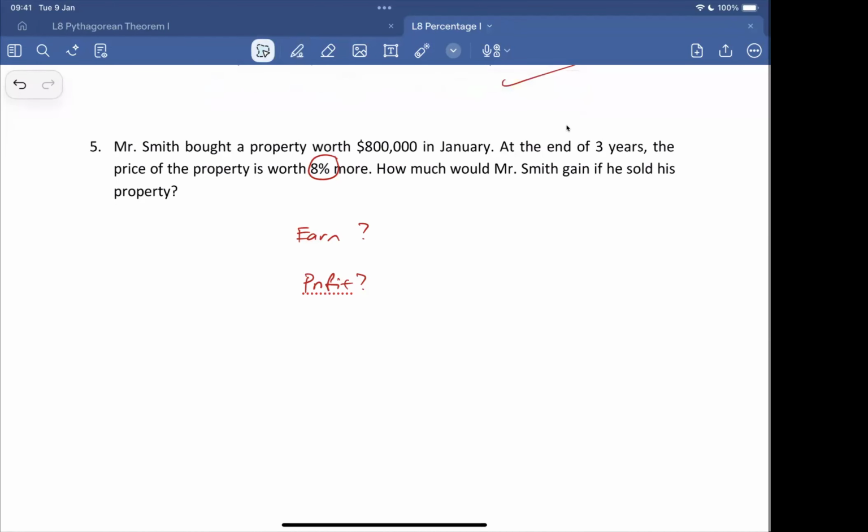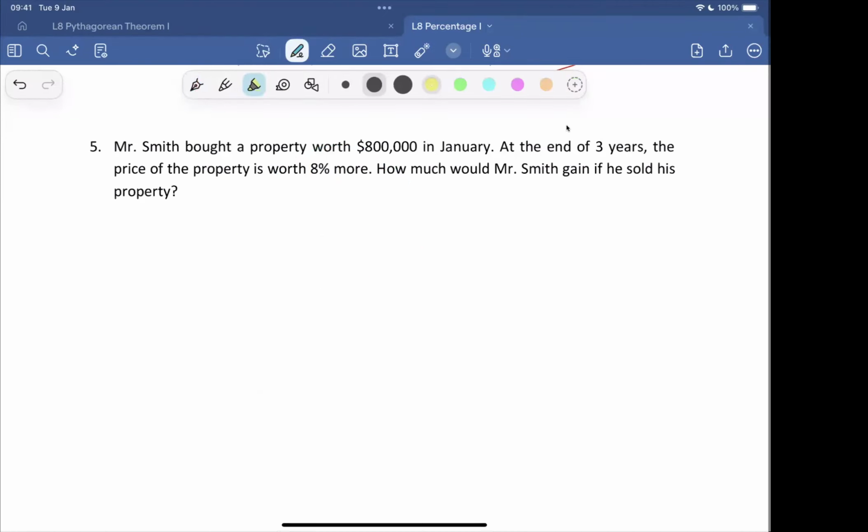Very good. Many of you got it correct. However, I think some of you did not read the question carefully. The question is asking how much does he gain? It's not asking for the total amount, but only how much extra money you gain.